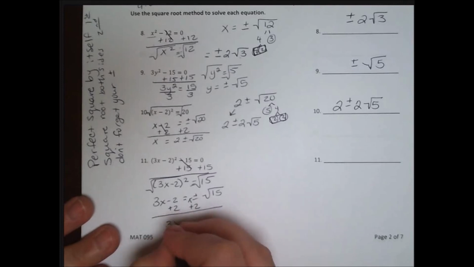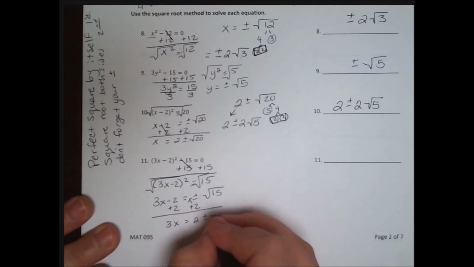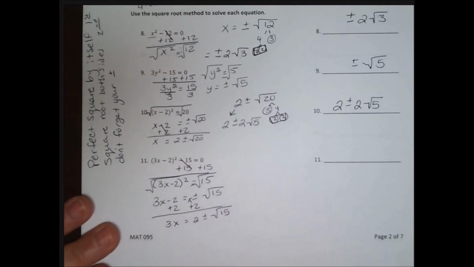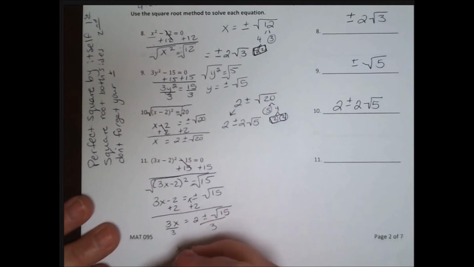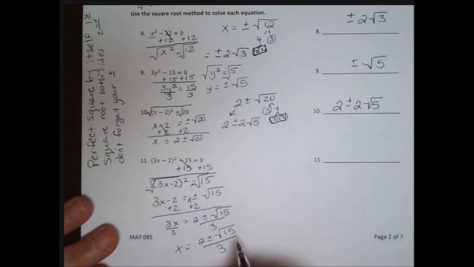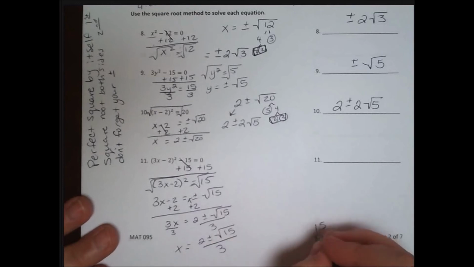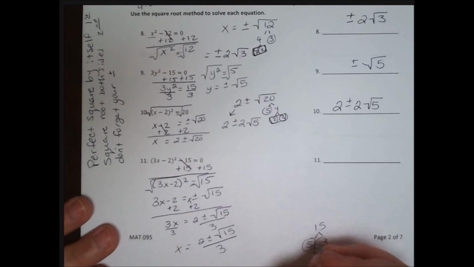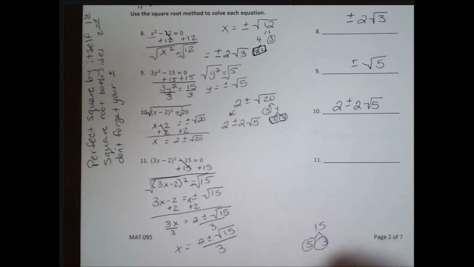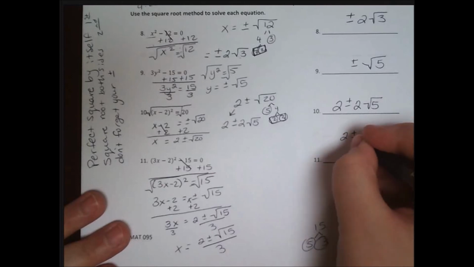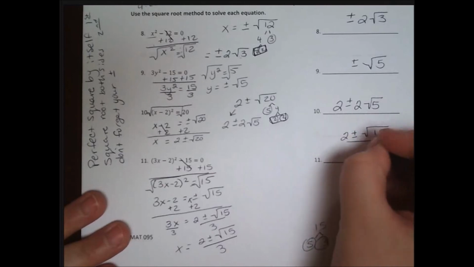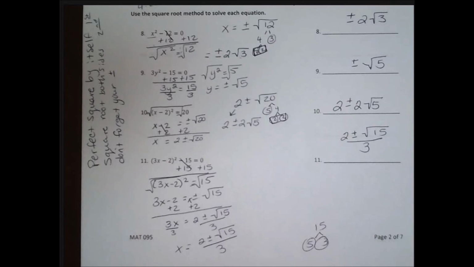So you have 3x equals 2 plus or minus the square root of 15, and then divide by 3 to get x equals 2 plus or minus the square root of 15 over 3. I can't break down that square root of 15 because 15 breaks down to be 5 and 3, which are both prime numbers. So there's nothing that will pull out of that radical. So you have 2 plus or minus the square root of 15 over 3.